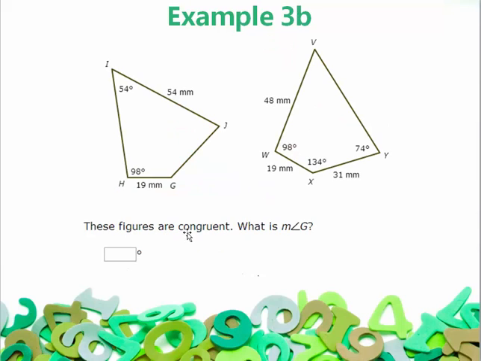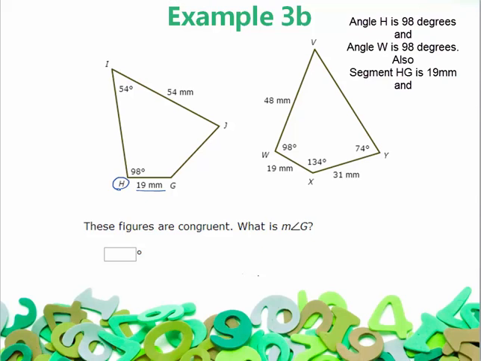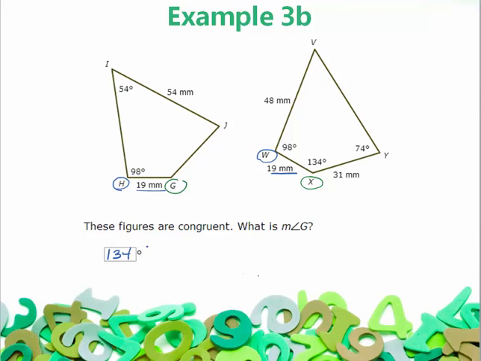Look at B. Figures are congruent. We want the measurement of angle G. Well, I need to figure out which ones are congruent. I have a 19 millimeters here, so H is going to be the same as W. G is going to be the same as X, because the 19s match up. And I know what angle G is. Well, notice G is green. They match. 98 is 98, and G is next. X is next. So my answer is 134 degrees. I have to rotate these so that they match up, and then I know that they are corresponding locations.